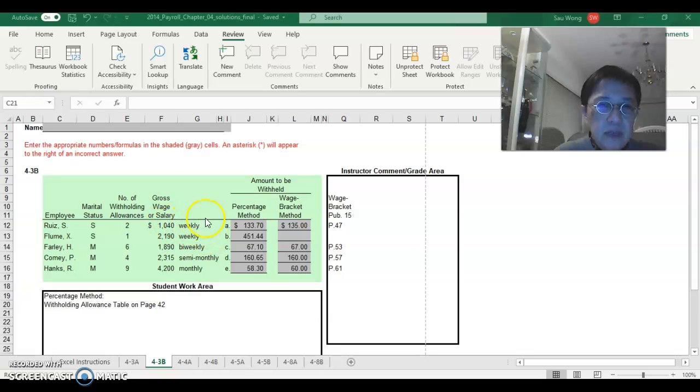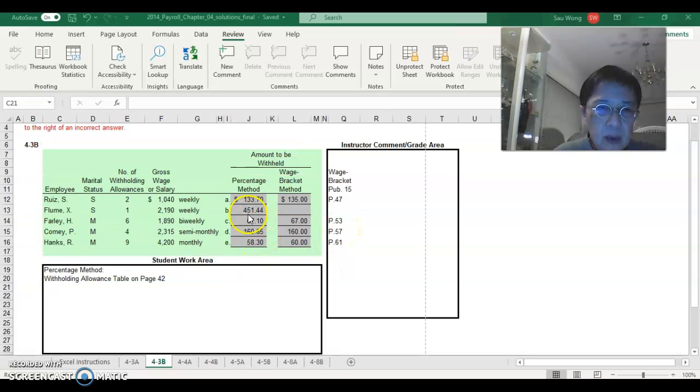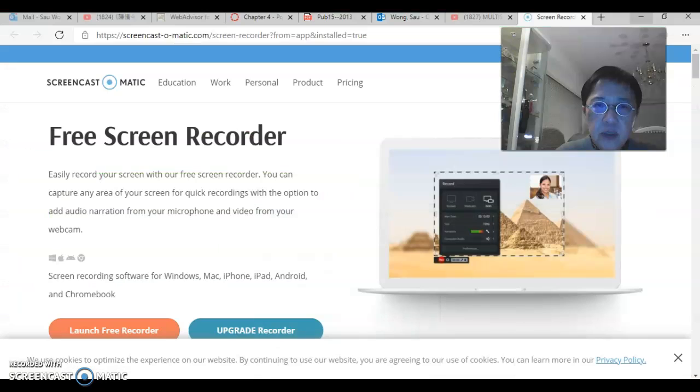The wage bracket method is based on Publication 15, and I put the page number here so that I can go to the page number. For Riz, the number of withholding allowances is 2 and the status is single. Remember, number of withholding is 2, and marital status is single. So let's go to Publication 15.